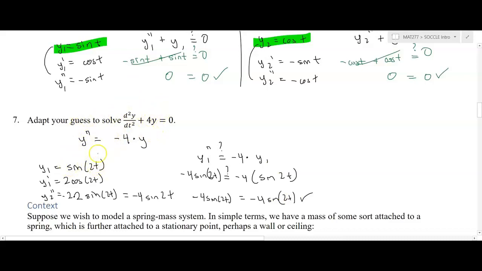We now know that y1 is sine of 2t, and you can see the relationship here. If this were a 9, this would have to be a 3. If this were an 8, this would be the square root of 8. This number here has to be the square root of this coefficient because it takes 2 derivatives or 2 multipliers of 2 to build up to that 4.